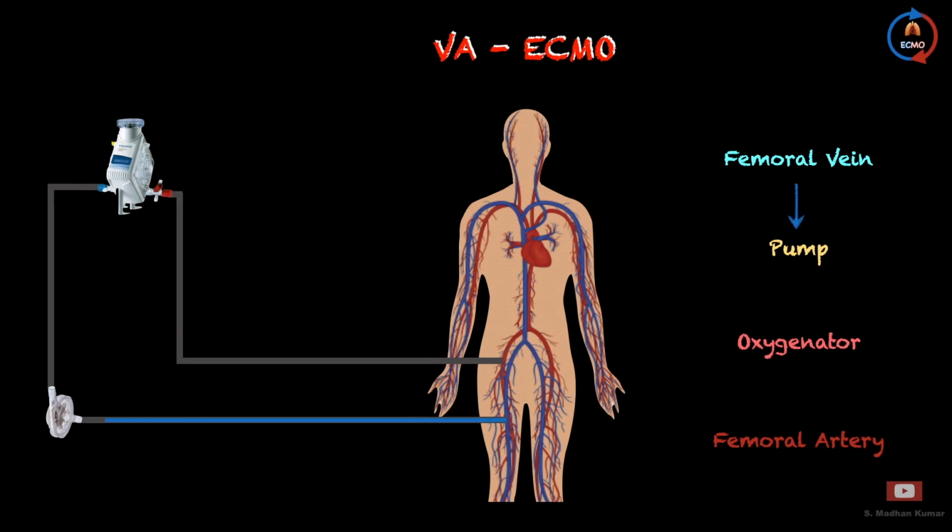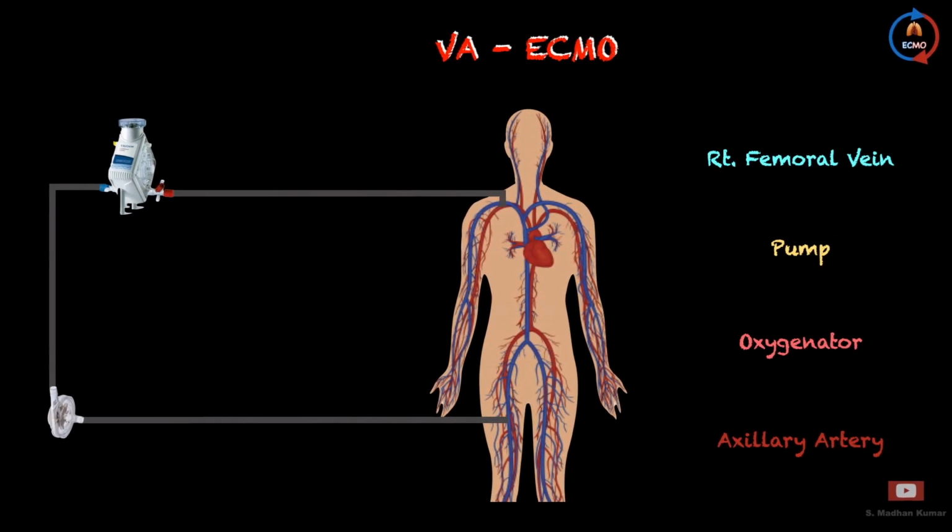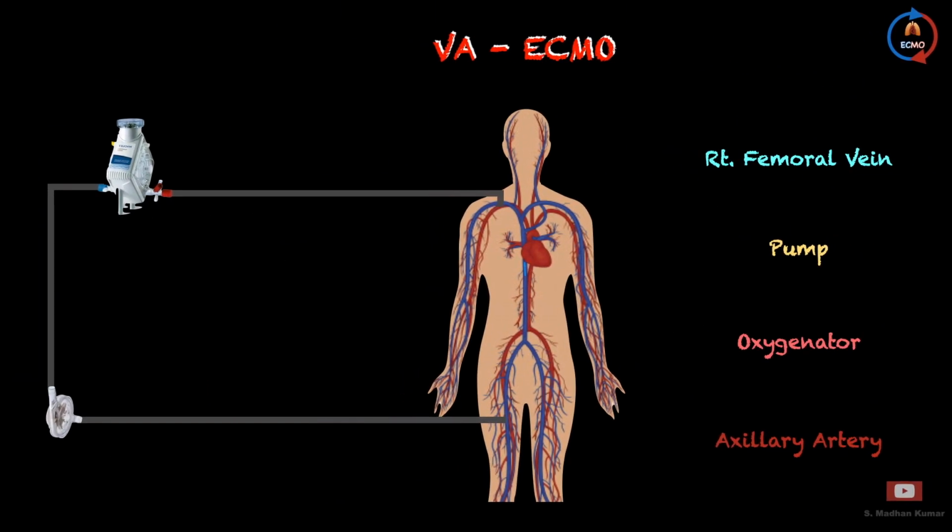Now, in this circuit configuration, we can see the various types of VA ECMO configurations. Here in this video, you can see the deoxygenated blood is drained from the femoral vein by the pump and gets oxygenated, and the oxygenated blood is returned back through the femoral artery. Here, from the right femoral vein, the blood is drained and then gets oxygenated and then pushed through the axillary artery.